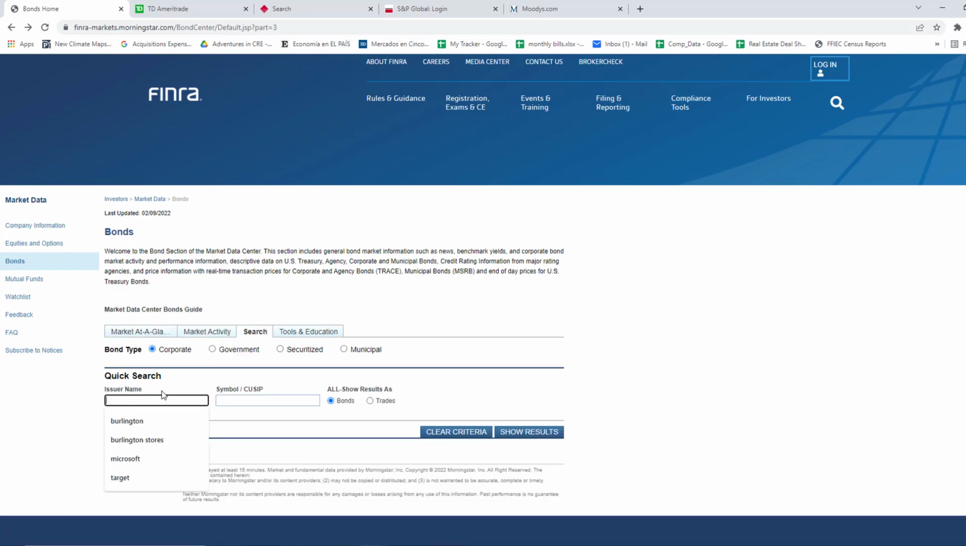Now, again, these are what the credit rating agencies are rating. They're rating the ability for these companies to pay back their debts. And so you can see I've already come here.